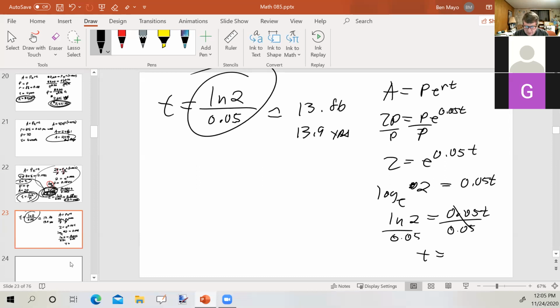Yeah, what if we were going to triple it? What would this formula look like? Natural log of 3 over r. Okay.